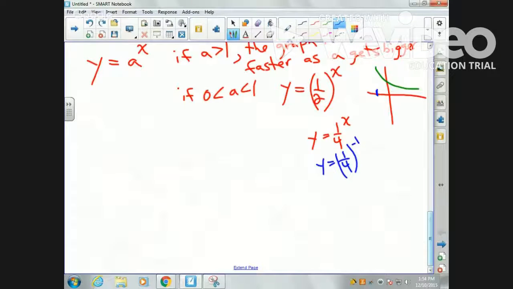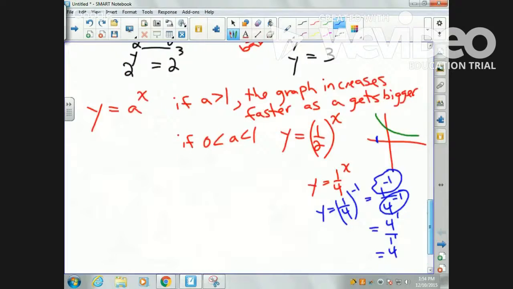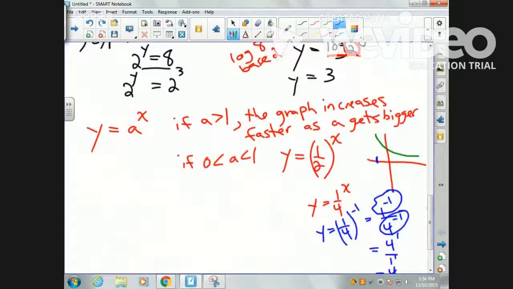Remember that when you have negative exponents, first of all, the exponent applies to both the numerator and the denominator. In order to make the whole power positive, we just move the power from the numerator to the denominator. So really we get 4 to the 1 over 1 to the 1, which is equal to 4. So when x is -1, y is going to be 4. Somewhere way up here.